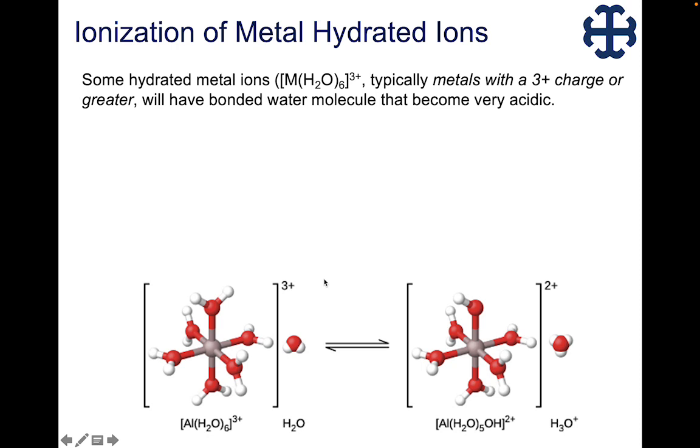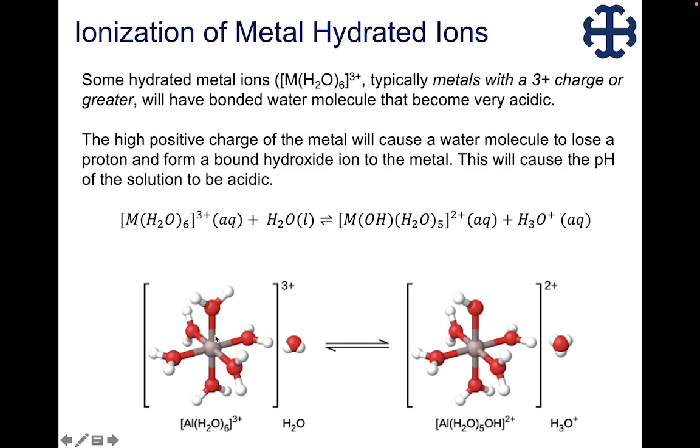And what happens when we have metals with a very positive charge, meaning 3+ or greater, is that our water molecules that are bound to this metal actually become much more acidic. Essentially what's happening is this high positive charge on our metal is going to pull the electron density from our oxygen, and that is also going to take away some electron density from our oxygen-hydrogen bond, basically making this bond a lot weaker. And so when it does that, another water can come in, assuming this is in solution.